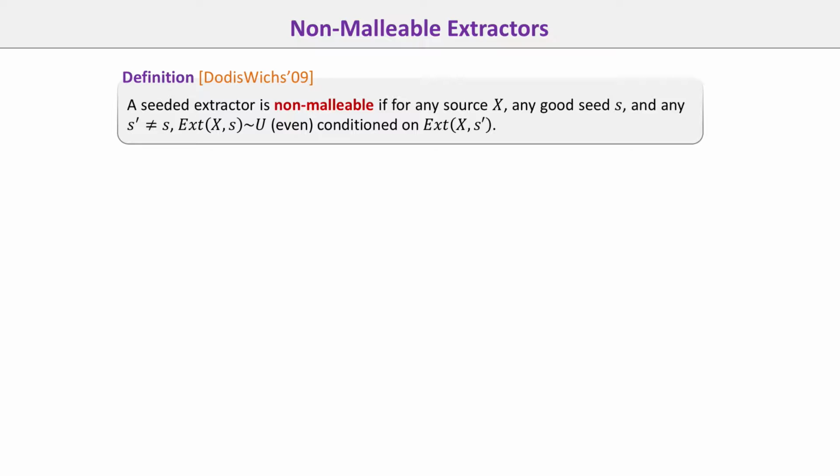But it has an extra property, and the property is that not only is it true that for any seed which is not bad, the output is close to uniform. What is true is that for any seed that is good, not bad, and for any other seed, so it could be good or bad, so I just put it in the middle here, even if you condition on the output of the extractor when applied with that S prime, this is still close to uniform.